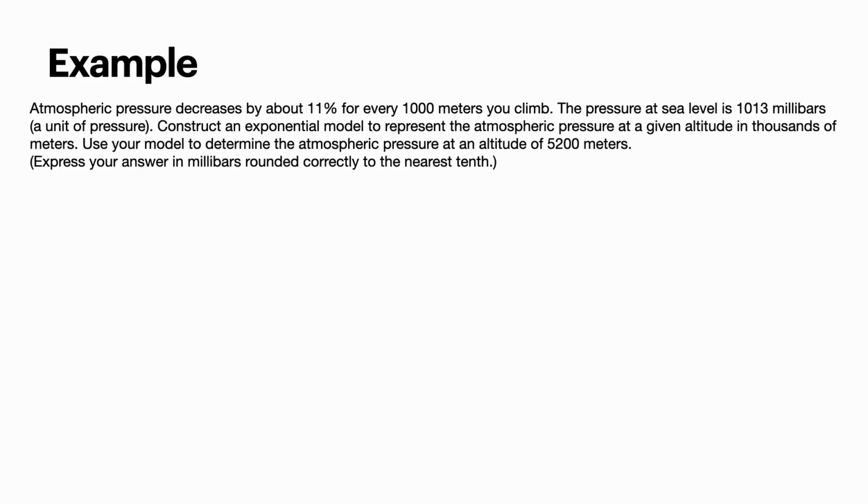Atmospheric pressure decreases by 11% for every 1,000 meters you climb. The pressure at sea level is 1,013 millibars, a unit of pressure. Construct an exponential model to represent the atmospheric pressure at a given altitude in thousands of meters. Use your model to determine the atmospheric pressure at an altitude of 5,200 meters. So we know it's decreasing by 11%. We know the starting value. We can construct our exponential model.